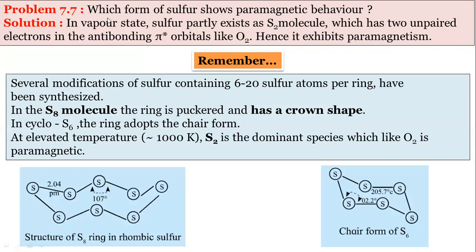So this question can be asked for 1 mark or 2 marks. Which form of sulfur exists in paramagnetic nature? The answer is the S2 molecule, because in vapor state it behaves like the oxygen molecule. Oxygen also has antibonding orbitals with two unpaired electrons, so the S2 molecule also has two unpaired electrons. If unpaired electrons are there, it is paramagnetic, and if there is no unpaired electron, it will be diamagnetic in nature.